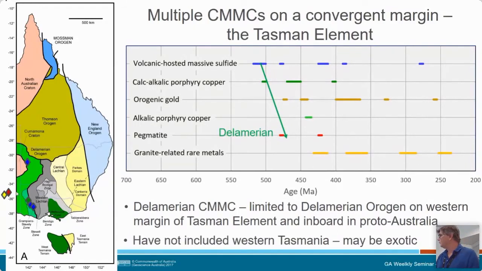Okay. One thing that we haven't included is Western Tasmania, because we think that Western Tasmania is actually probably exotic, or we're going to consider it exotic relative to the west of southeastern Australia. So we have one CMMC. It's not that well defined, but it suggests that there's one there.